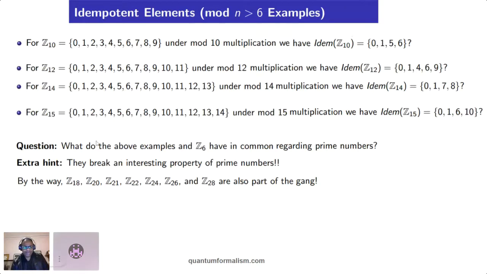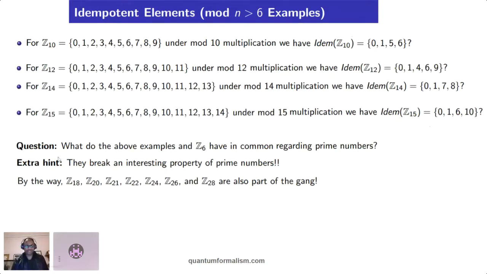Okay, so the question now, you start to see a lot of them, but there are obviously some missing, some of them in between and after are still very, very boring. So the question again is, what do they have in common? What do Z6 and these guys, plus these guys also, these ones also satisfy, they are also non-boring. So they have non-trivial idempotent elements. What do they have in common?